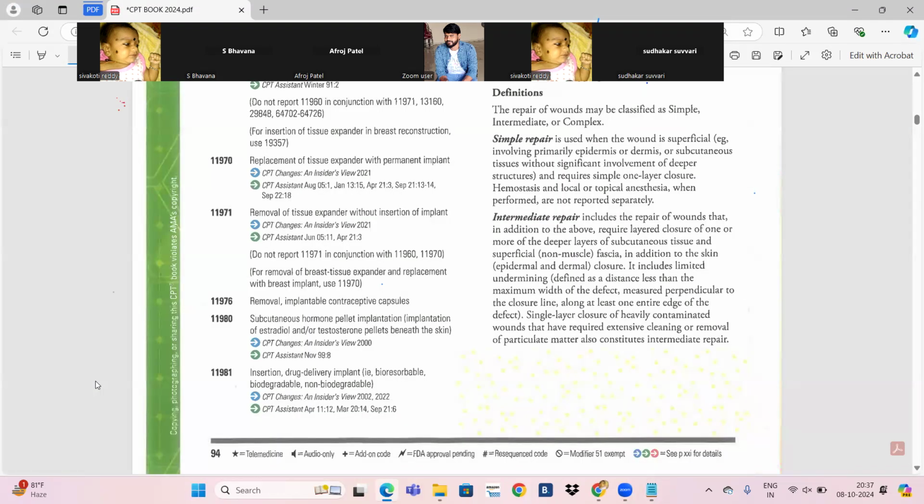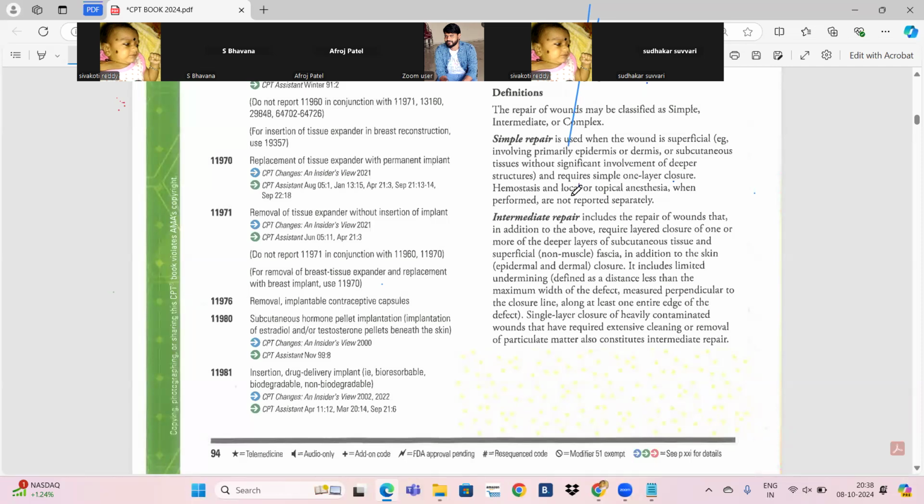First, simple wound repair. Simple repair is when the wound is superficial, involving primarily epidermis or dermis, subcutaneous tissue without significant involvement of deeper structures, which means superficial layers of the subcutaneous tissue. So when you need to code simple repair, it is dermis or epidermis or superficial subcutaneous layers. Simple repair requires simple one layer closure, single layer closure.